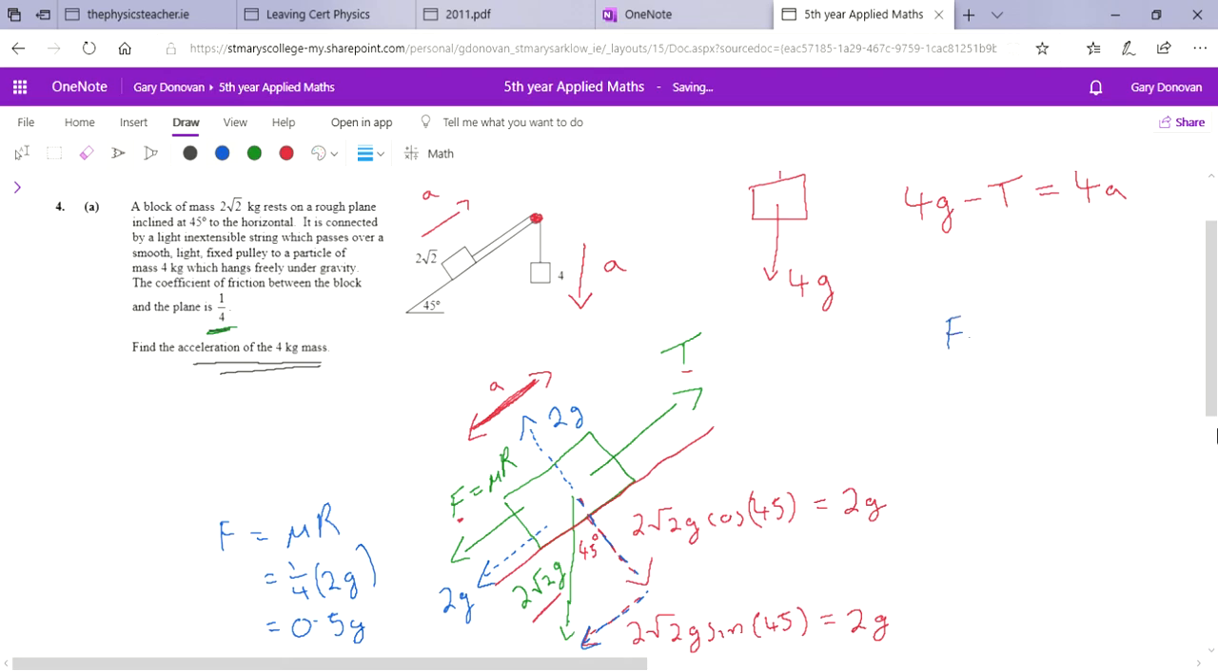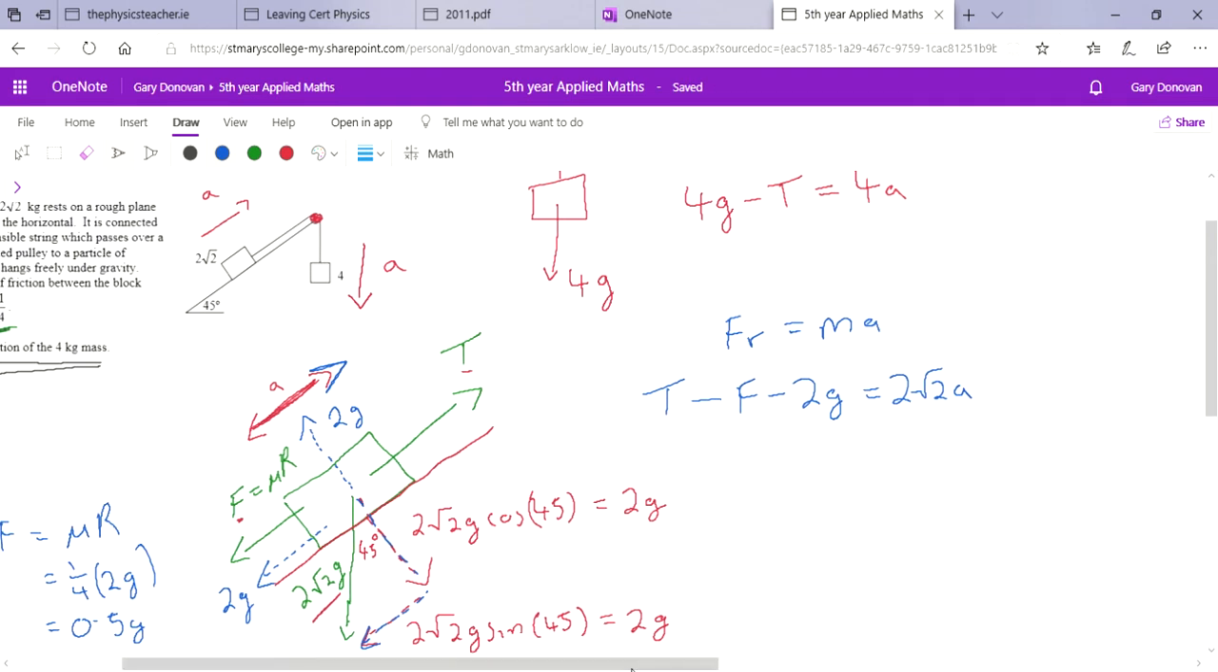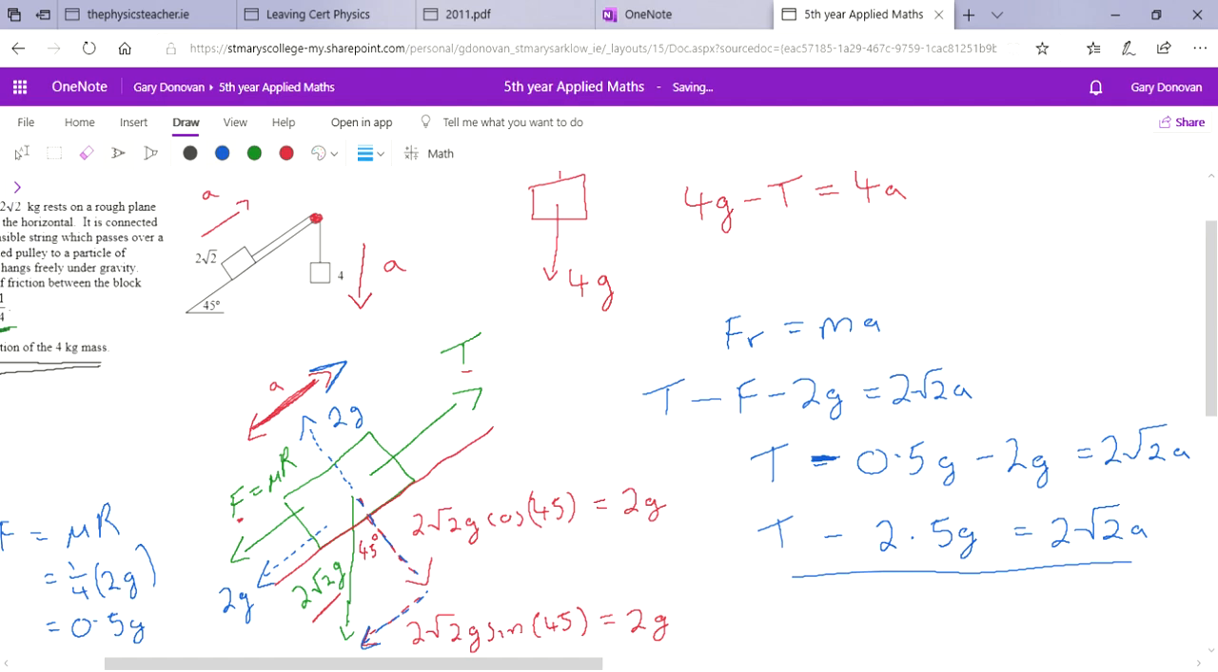Now when we do our F equals ma, we assume that it's moving upwards, so it's going to be the t force, take away the two forces which are acting against it, which are friction and 2g, and that's equal to its mass, which is 2√2 times the acceleration a. That's going to be t minus f. Friction we figured out is 0.5g, so t minus 0.5g minus 2g equals 2√2 times a. That's t minus 2.5g equals 2 root 2 times a. So that's our second equation, and up here that was our first one.